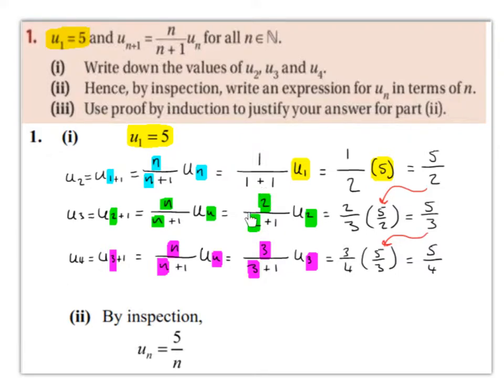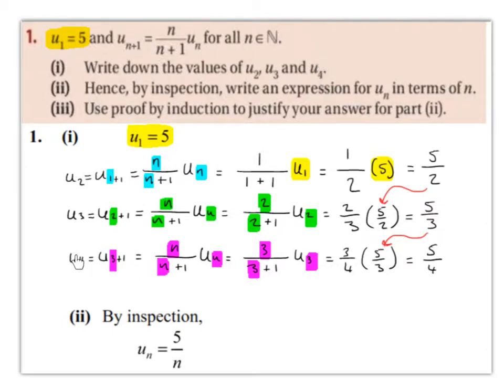And 2 over 2 plus 1 is 2 over 3. And that's going to be multiplied by u2, which is 5 over 2, because we worked out that u2 is 5 over 2. So this goes down here. And 2/3 multiplied by 5 halves is 5 over 3. So u3 is equal to 5/3. Now we want to work out u4.